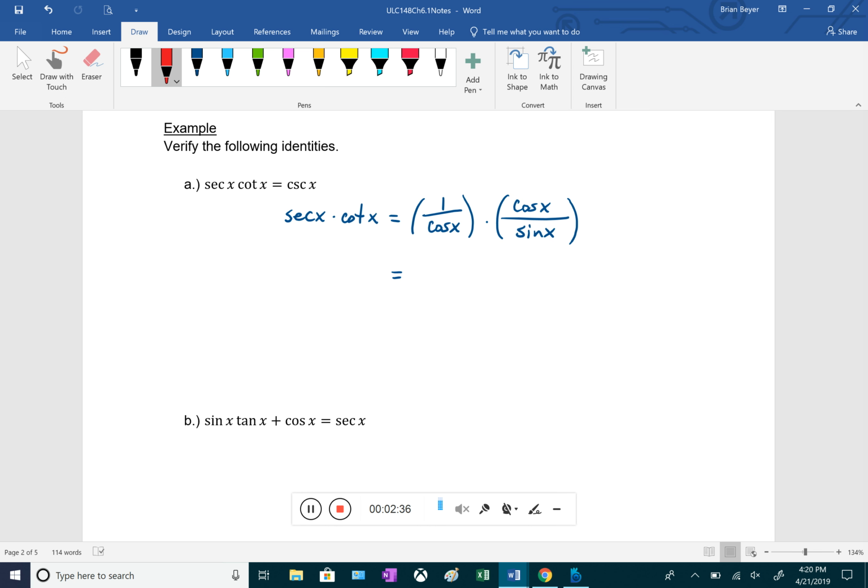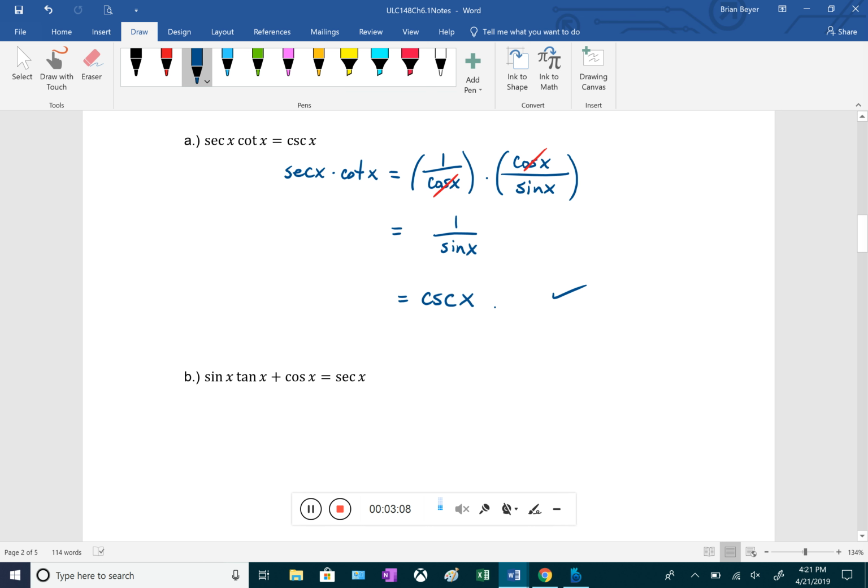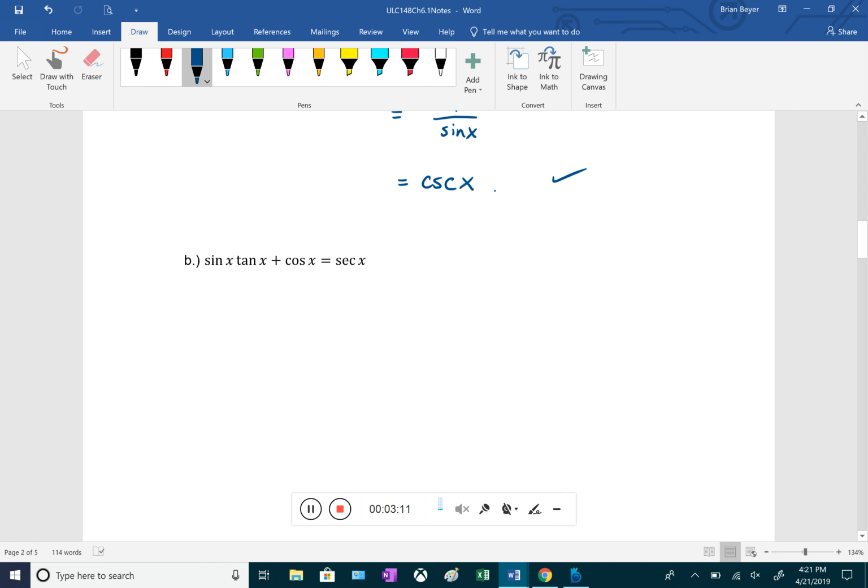So what we want to realize now is that the cosines cancel, and we're left with 1 times 1 over 1 times sine of x. So we're left with 1 over sine of x. And keeping in mind that we want this to equal cosecant, 1 over sine does equal cosecant of x because they're reciprocals. So once we get that, we're good. Put a little check mark. We just showed how one side of the equation equaled the other one. We just verified that they were the same.